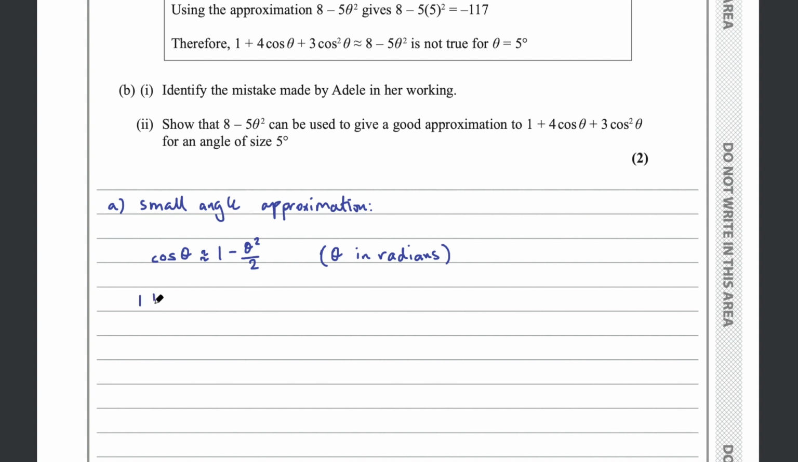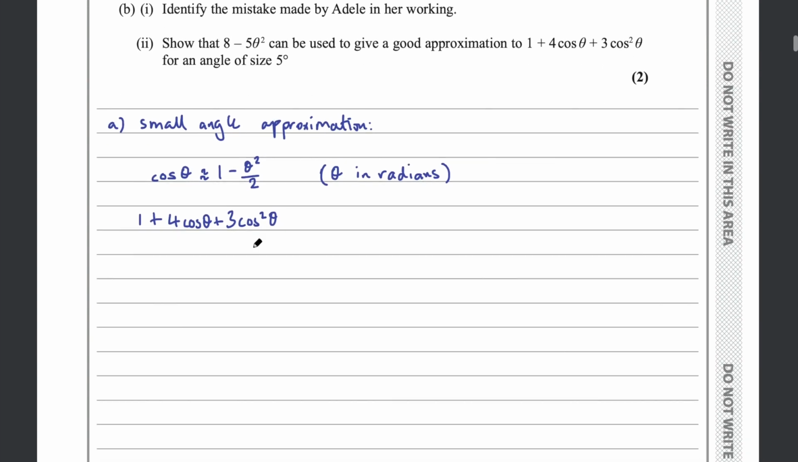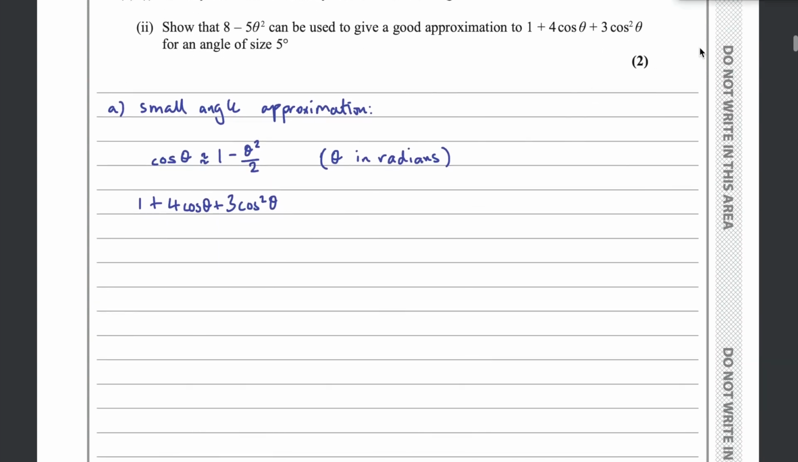So that was 1 plus 4 cosine theta plus 3 cosine squared theta. Let me just check I got that right. Yep, so now we need to show that that is approximately equal to 8 take 5 theta squared. So we can say this is approximately equal to 1 plus 4, and then when we get to the cosine of theta, we can substitute in this 1 take theta squared on 2.